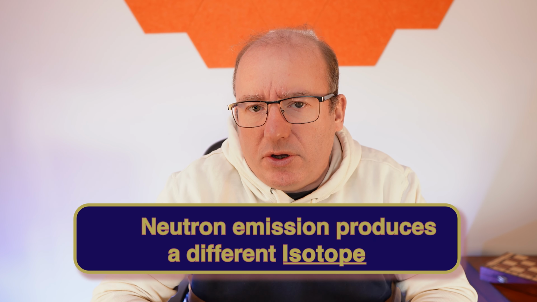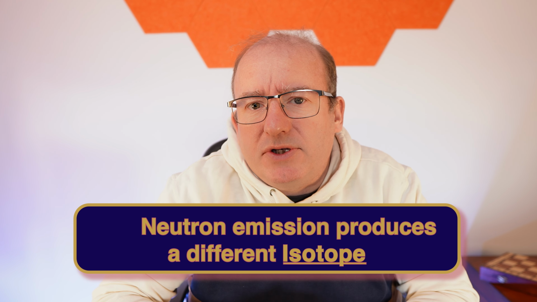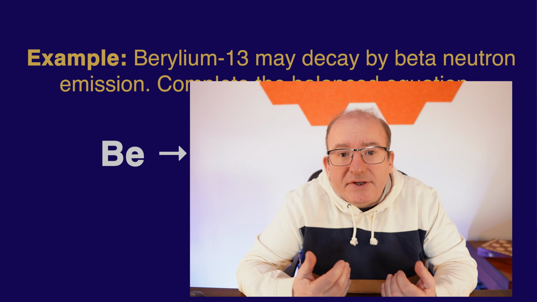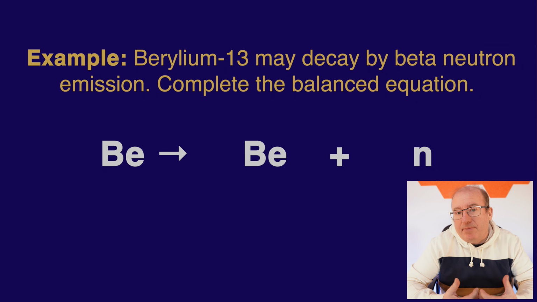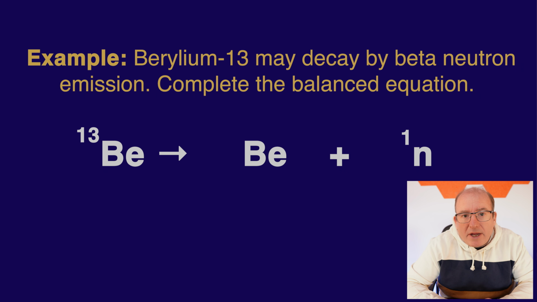Right, neutron emission. Neutron emission occurs when a nucleus is neutron rich or proton poor. It can also occur during the fission process. The emission of a neutron does not change the atomic number of a nucleus, but it does produce a different isotope. Here's an example. Beryllium-13 decays by neutron emission. Complete and balance the following equation.